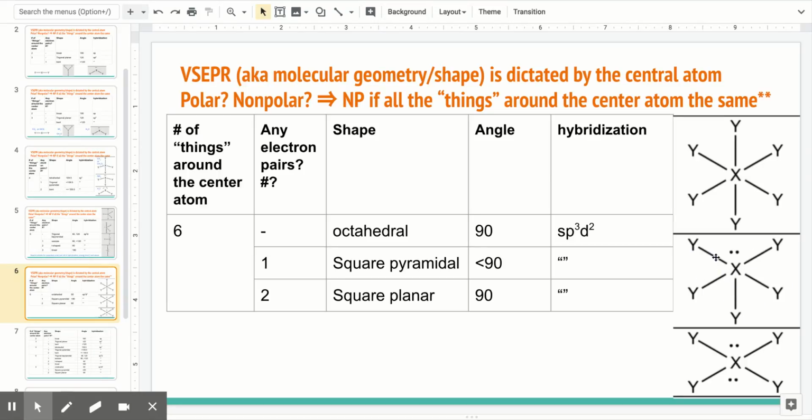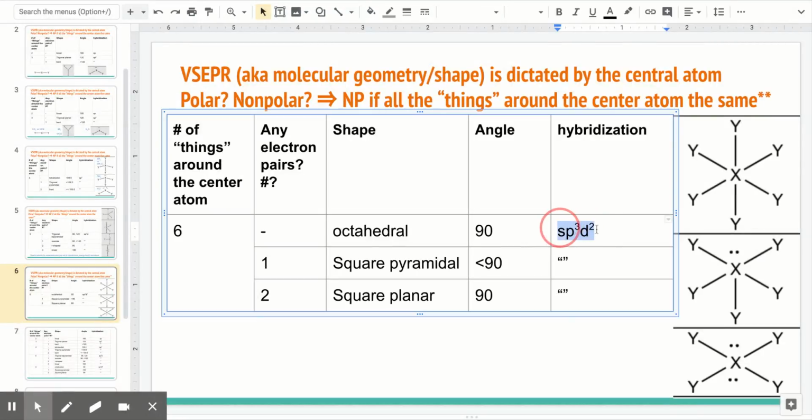So you just have to look and say, okay, there's 1, 2, 3, 4, 5, 6 things around that X. So I need 6 orbitals. That would be sp3d2. Those are the types of questions I've seen most often on the AP exam.